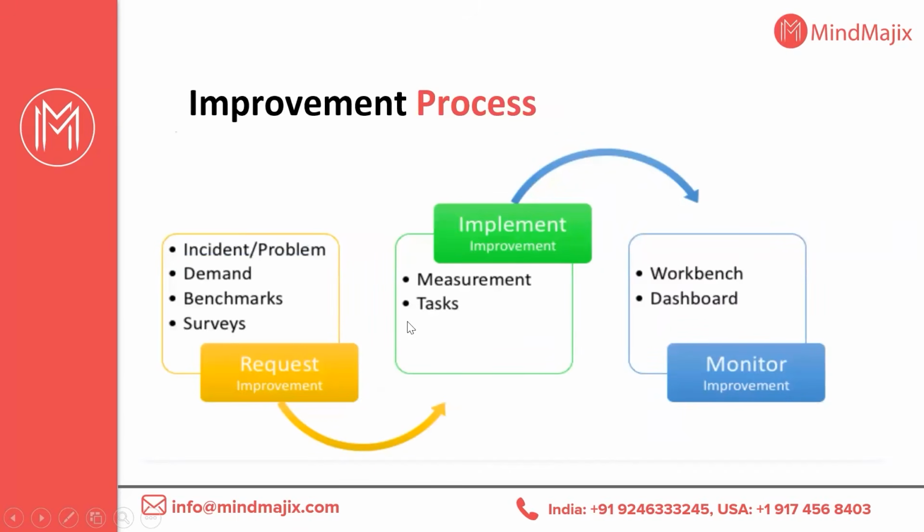So once you request an improvement, the improvement will start. That is measurement and tasks. You have to create those two things. You have to create the measurements. You have to create the tasks and complete the whole process of the implementation of the improvement. And once it is reviewed and closed, then monitoring of improvement will start. Monitoring of improvement is basically having a workbench or a dashboard. So via the dashboard, you can check whether whatever improvements you have made are working fine or not.